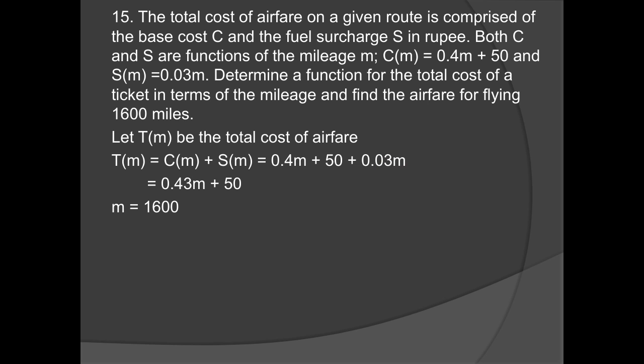Now we have to find mileage. When mileage is 1600, what is the cost? So in the place of M, I have to substitute 1600. So T of 1600 is equal to 0.43 into 1600 plus 50. So multiplying, we have got 688 plus 50. So rupees 738 is the answer.